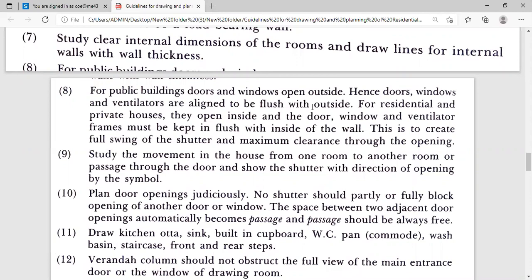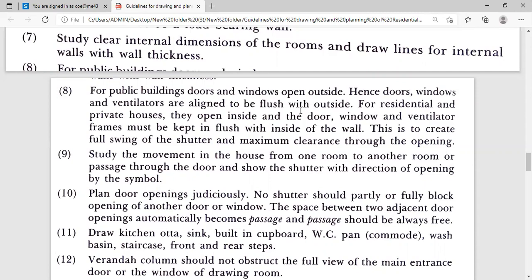provide or mention in that particular room, then you can consider the opening direction of the door shutter, as well as the provision of the electricity board and all those things. You will get a clear idea where you have to fix the position of the electricity board and all those things, okay, and so on.